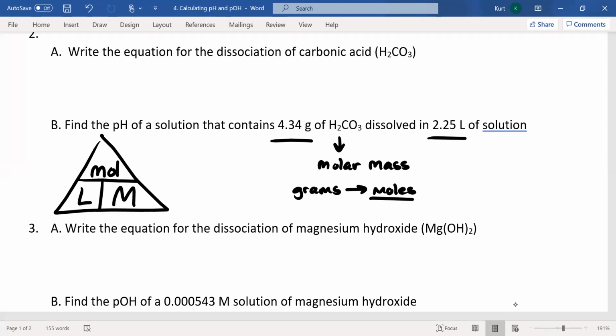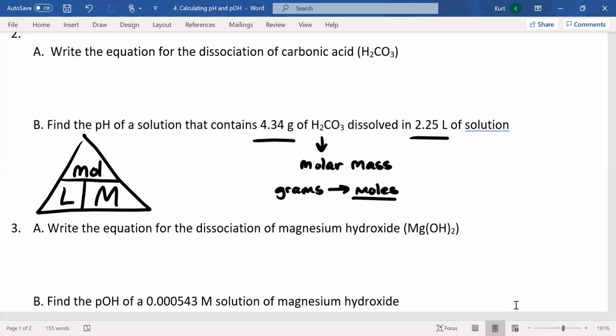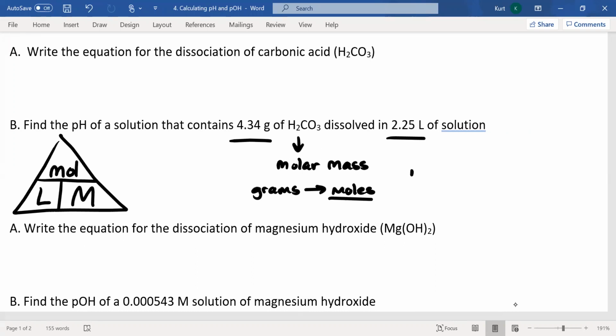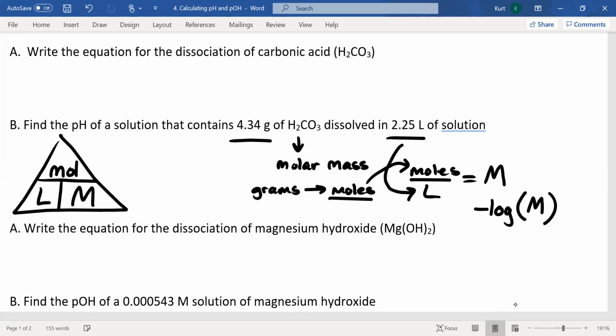So what resource will you need to do numbers 2, 3, 4, 5? You need a periodic table. Now, once you have moles, you can do moles divided by liters. Are you given liters? Sure you are. It's 2.25. And what is the answer measured in when you do moles divided by liters? Molarity. And it wants to find the pH. How do you find the pH from molarity? You will do negative log of the molarity. So that's a lot to take in.